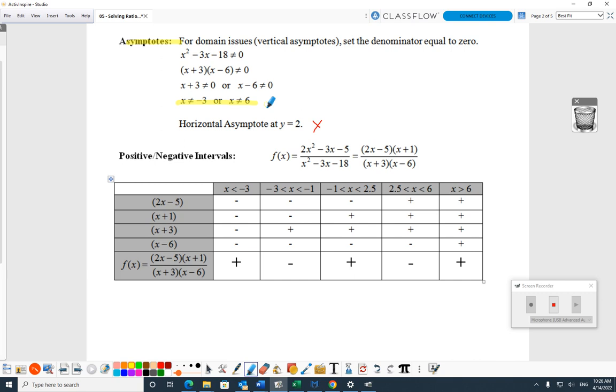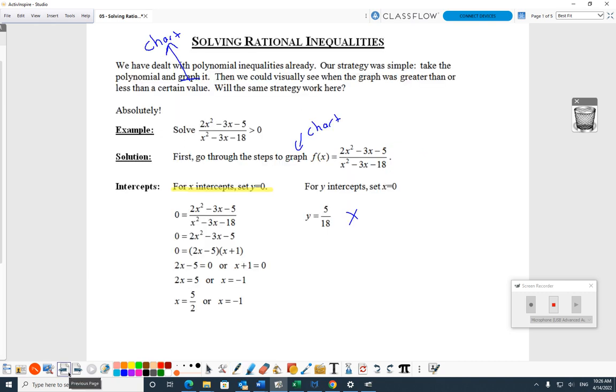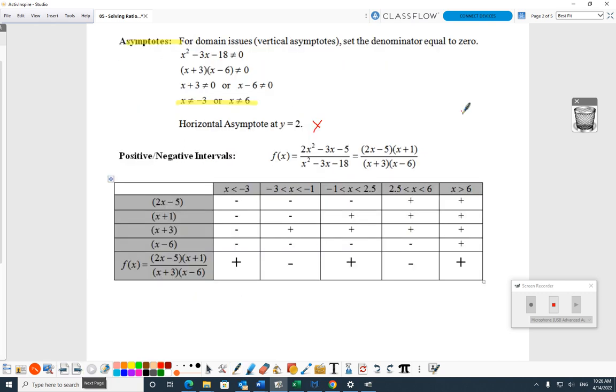So if you're still having trouble building these charts, what you do is you make a list of all the x-intercepts, which was 5/2 and -1, and the vertical asymptotes, which is -3 and 6. Well, that's not a very good list, because that's not in the right order. You want to do them in the proper order. So lowest was -3, then -1, then 5/2, then 6. And you can see those are the numbers I use to break up the interval chart.